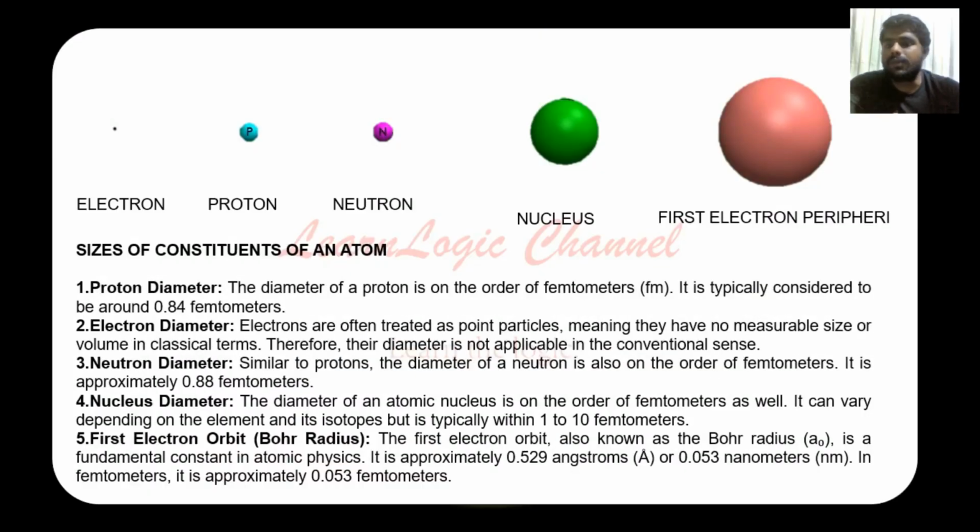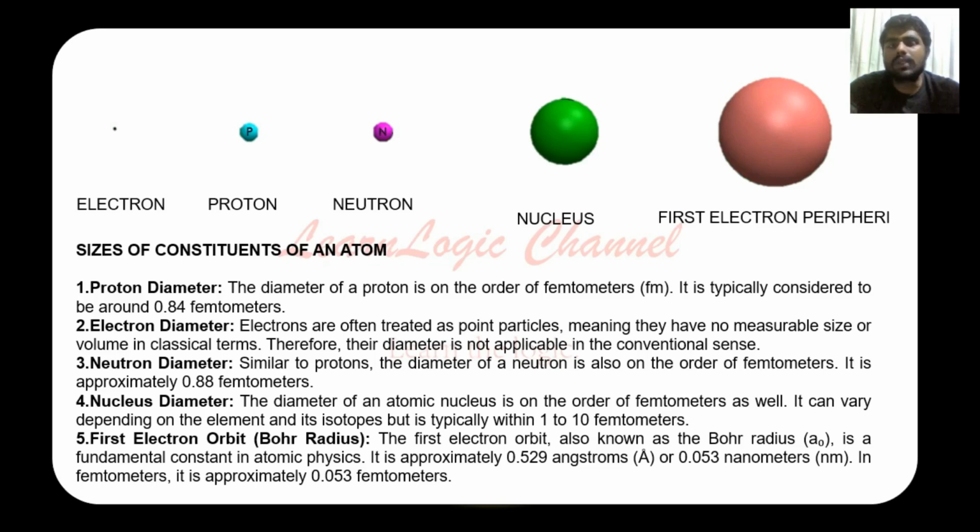Here in the upper figure you can see the size variation of particles or constituents of an atom. Let's discuss the size variation in terms of their diameters. First, proton diameter. The diameter of a proton is in the order of femtometers. It is typically considered to be around 0.84 femtometers. Note here, 1 femtometer equals 1 into 10 raised to minus 15 meters. Second, electron diameter. Electrons are often treated as point particles, meaning they have no measurable size or volume in classical terms. Therefore, their diameter is not applicable in the conventional sense.